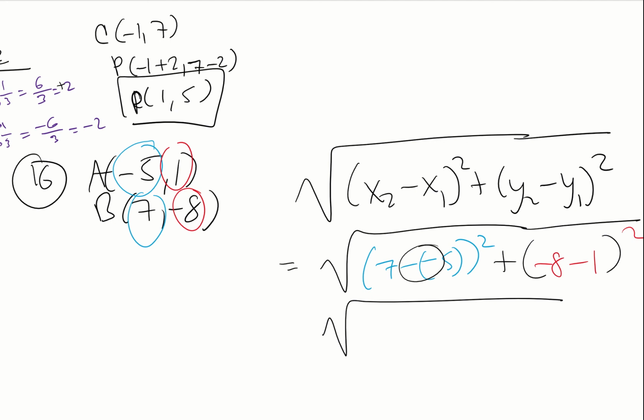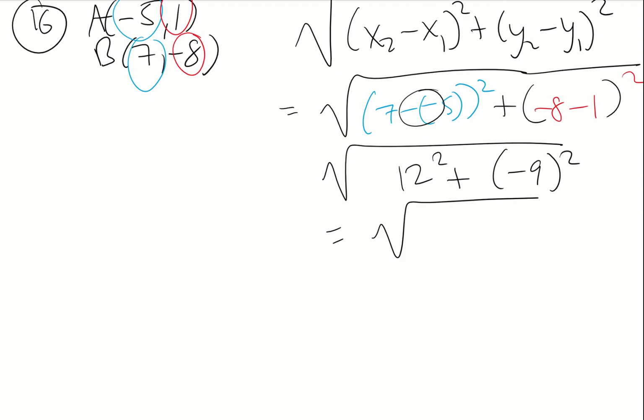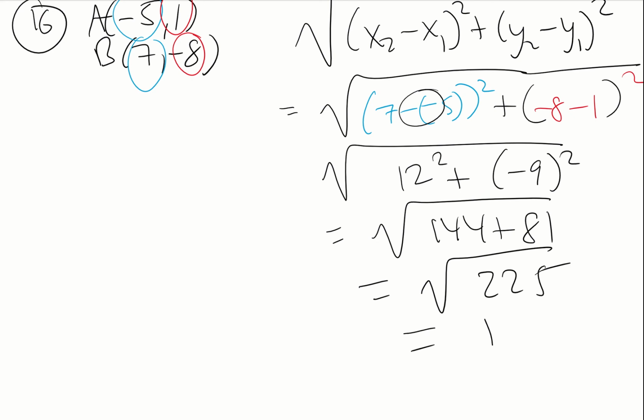So this is going to be a positive. 7 plus 5 is 12. That's going to be negative 9. 12 times 12 is 144. 9 times 9 is 81. So you get 225. The square root of 225 is 15. So the distance is 15.